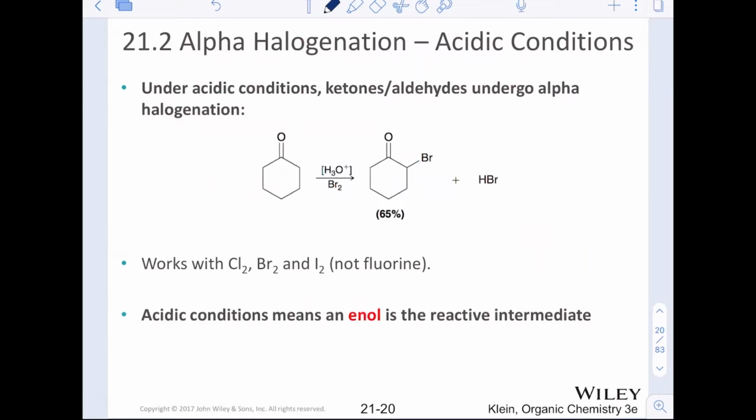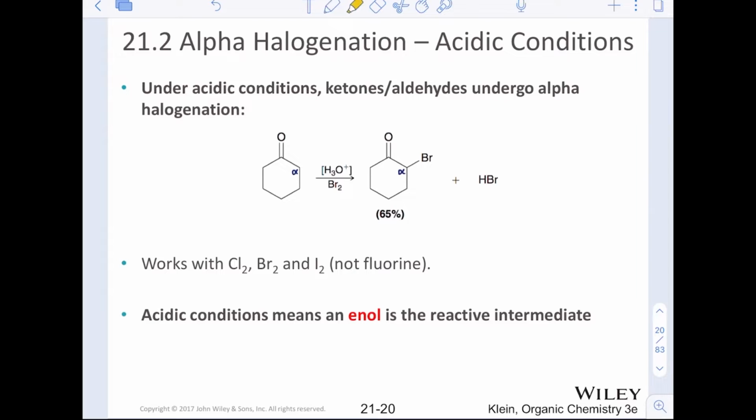All right, let's start with our first reaction, alpha halogenation. So taking that alpha carbon and popping a halogen on it. Under acidic conditions, ketones and aldehydes undergo alpha halogenation. It works with Cl2, Br2, or I2. Again, no fluorine, please. Not going to be helpful.